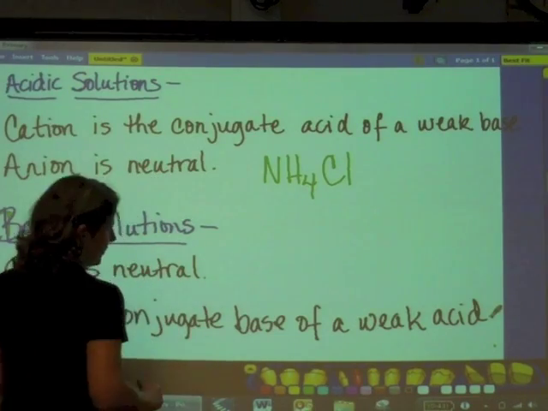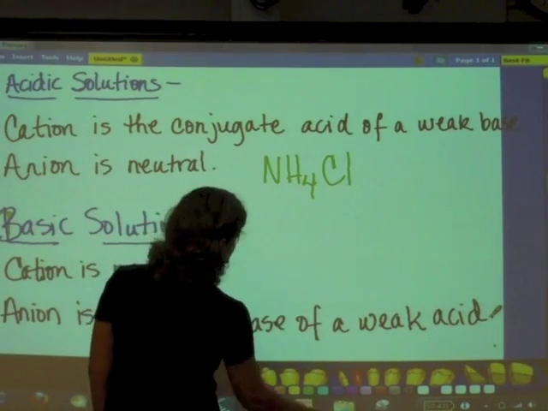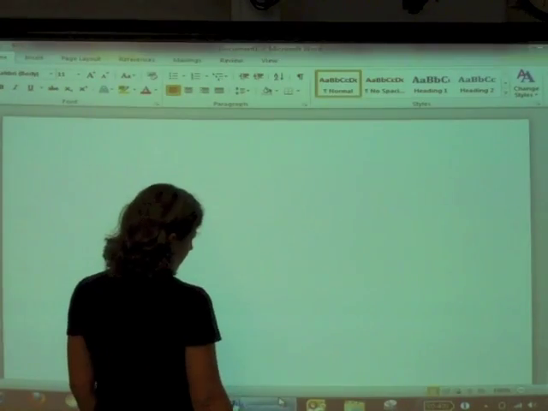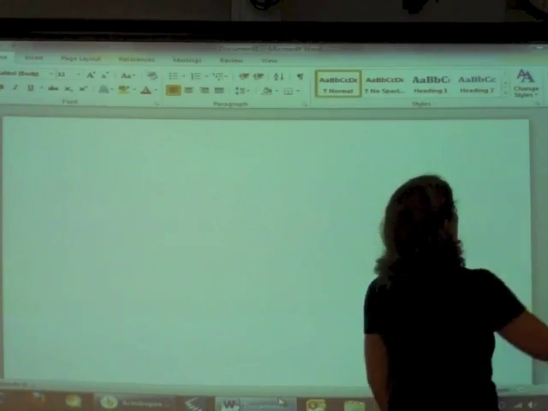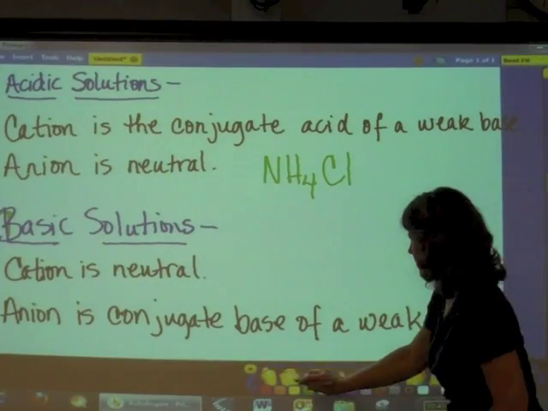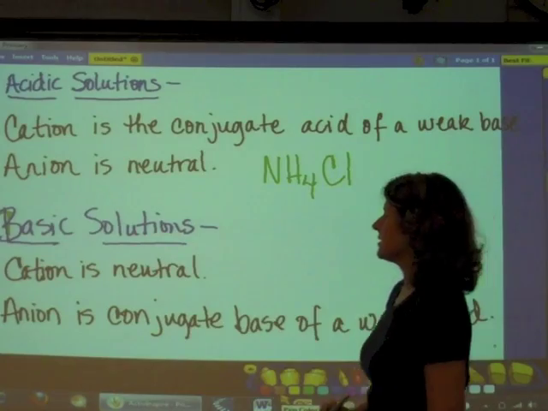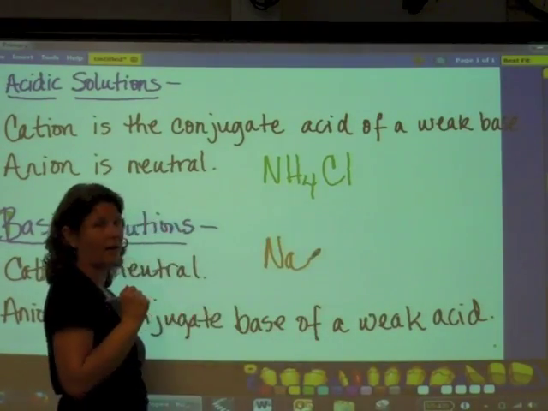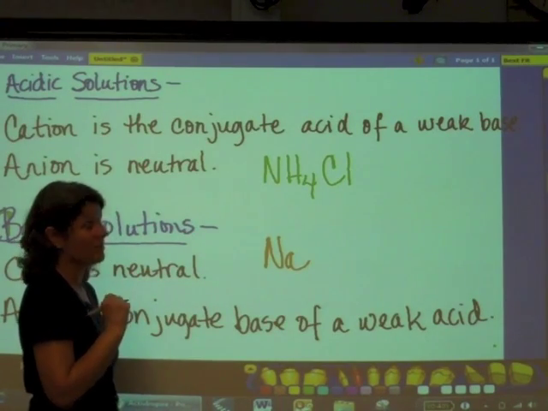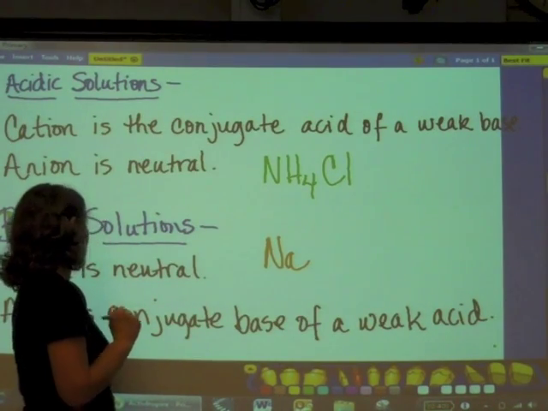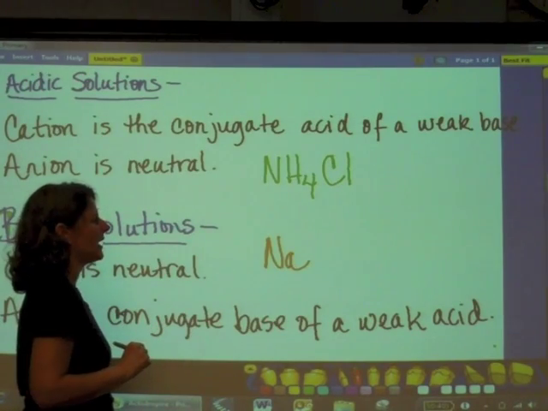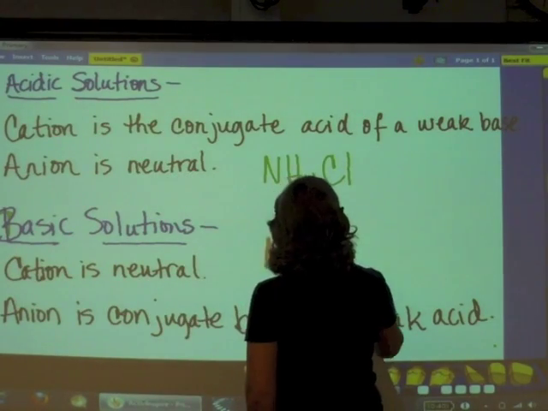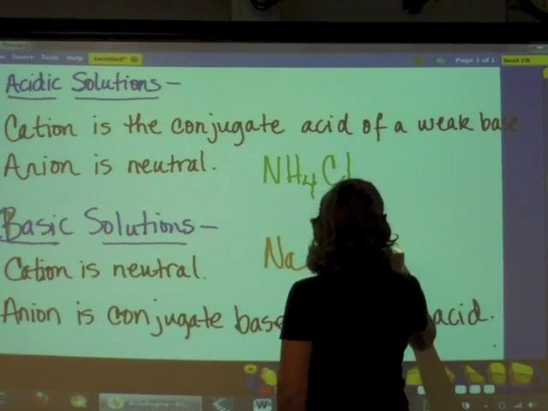So what is an example of this? Let's use a different color. Let's use orange. No, I don't want to do that. For instance, the cation is neutral. So let's say sodium, okay, because that is the cation of a strong base, sodium hydroxide. And the anion is the conjugate base of a weak acid. Oh, well, let's do the one that you did in lab. Acetate, C2H3O2.